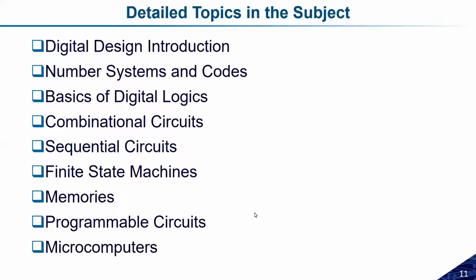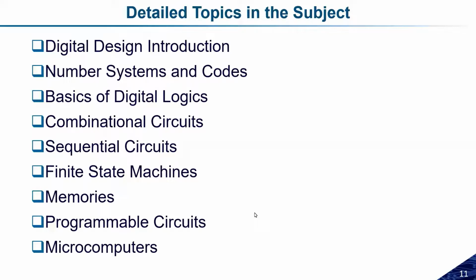Then the last part will be the microcomputers, where we'll talk about the microprocessor 8085, and we will try to understand what the different blocks present inside the microprocessor are. Suppose I have a microprocessor: what kind of different operations can we perform, and to perform all those operations, what are the different blocks that exist inside the processor. So we'll discuss all those things.